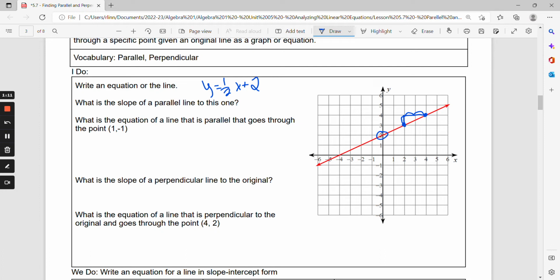Now the next question says I need to find the slope of a parallel line to that one. So a parallel line I know is going to be a line that does not ever touch that line. It's going to be at the same angle. It's going to be something along the lines of that. And it's going to go on and on forever in both directions. And now that line right there, since it's at the same angle, I know it's going to have the same slope as the one before. So I know the slope of a parallel line is going to be 1/2.